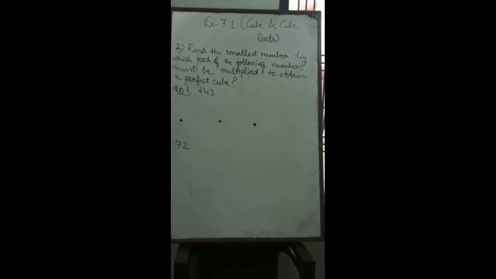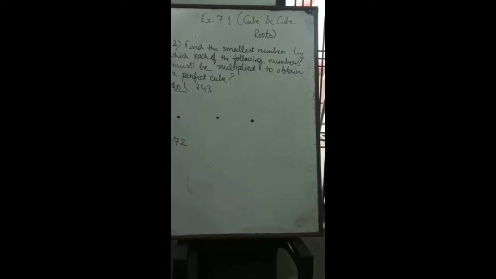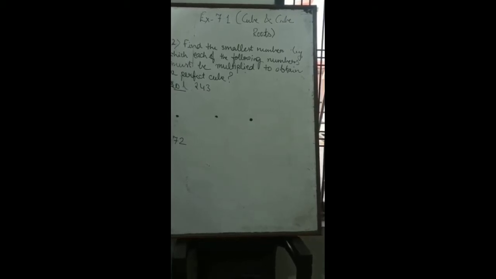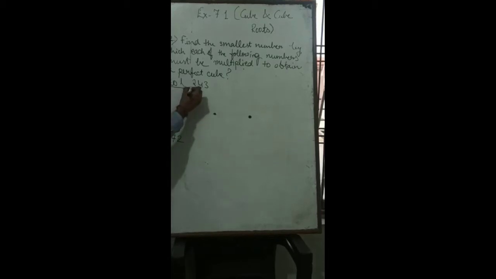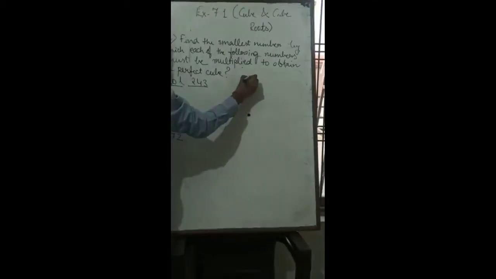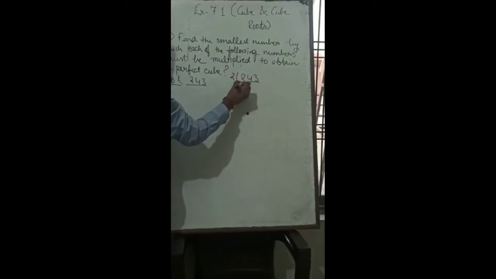Now students, let's see question number 2. In this question you have to find out the smallest number by which each of the following numbers must be multiplied to obtain a perfect cube. Let's see question A. A part is 243. So firstly students, we will find the factors of 243.